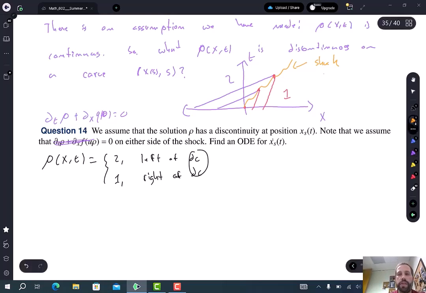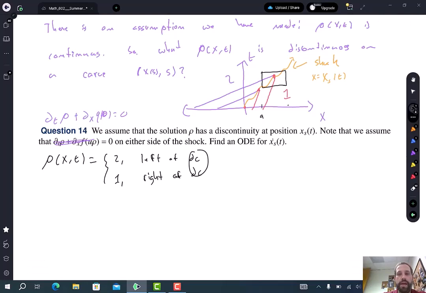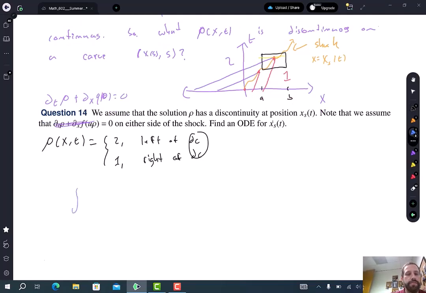So the shock location is going to be called xs of t. So x is equal to xs of t. So this is going to be the shock location there. The subscript s doesn't have anything to do with the s in the method of characteristics. It just means s for shock wave. Okay, and so what I'm going to do, I'm going to look over this little rectangle going from A to B, and I'm going to fix a t value, and I'm going to integrate the density from A to B.